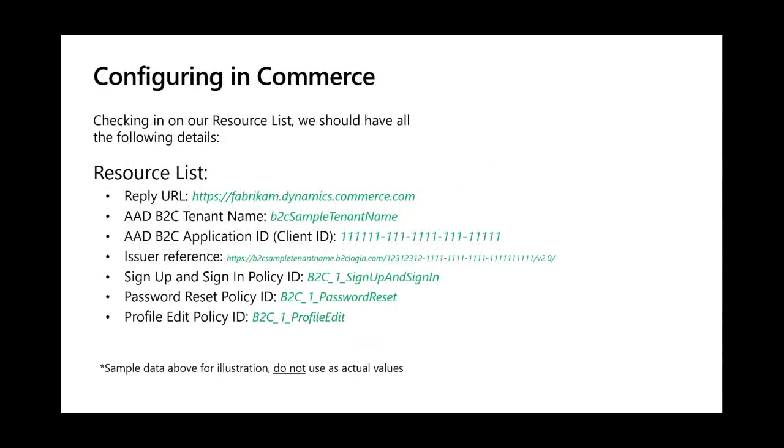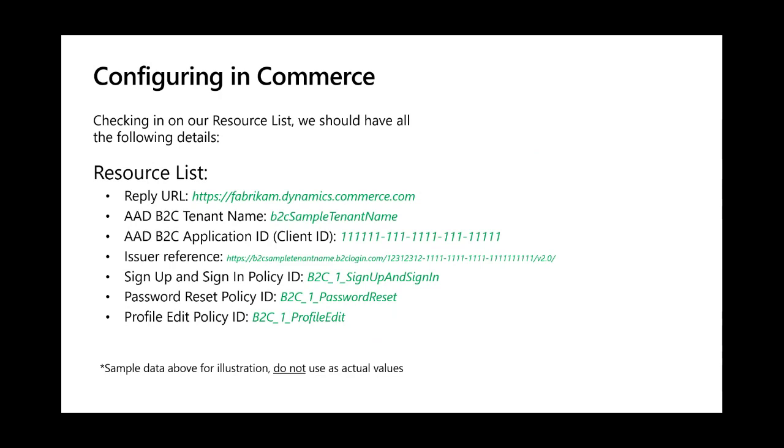Great, so with that, let's just check in on our resource list. So now we should have all the information we need to do the final configuration pieces, which should make it pretty quick. Again, we collected the reply URL. We have the AAD B2C tenant name. And I wanted to highlight, you've provided the tenant name when you provision, but if you need to reference it later, you can actually go into the directory, and it should be listed as the directory name as well.